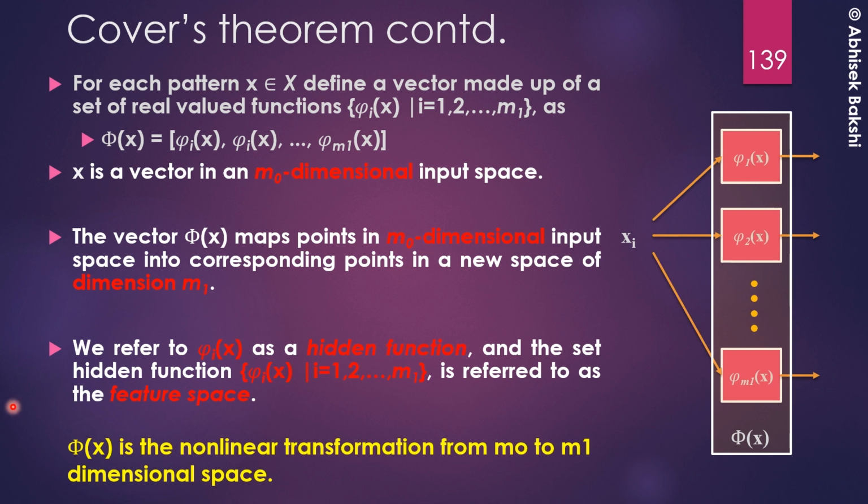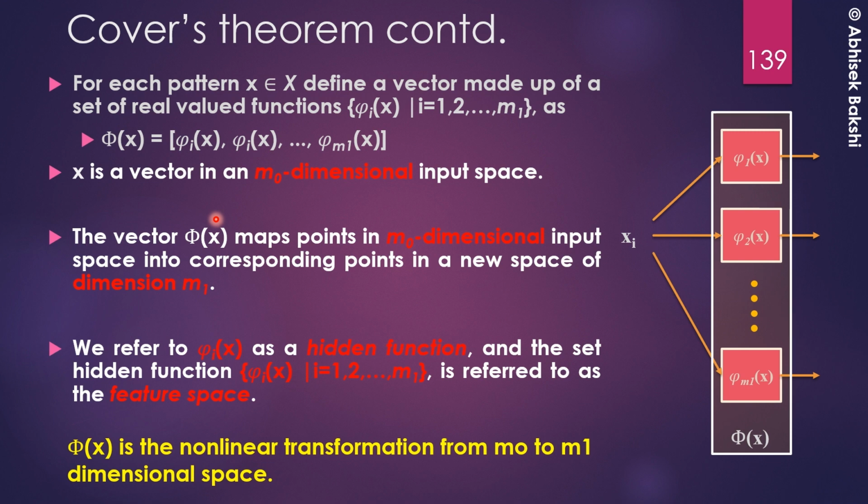That means this small x is a vector again, which has m0 elements. So you can say x1 is some set of values. Similarly, x2 will be some vector of a similar number of values. x3 will be another vector with the same number of values. All these x1, x2, x3 are from the set capital X. Okay.